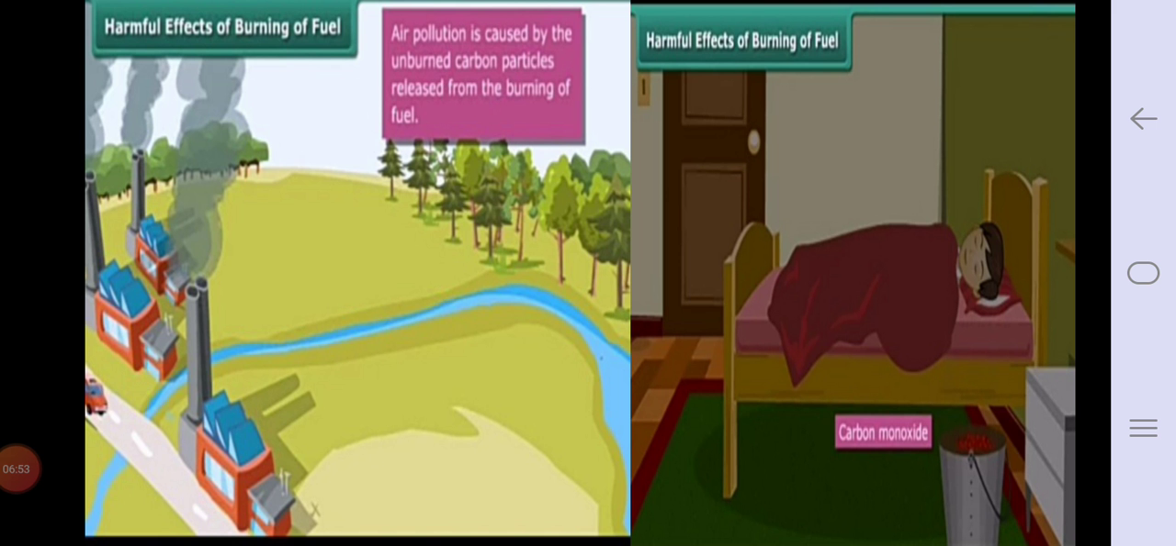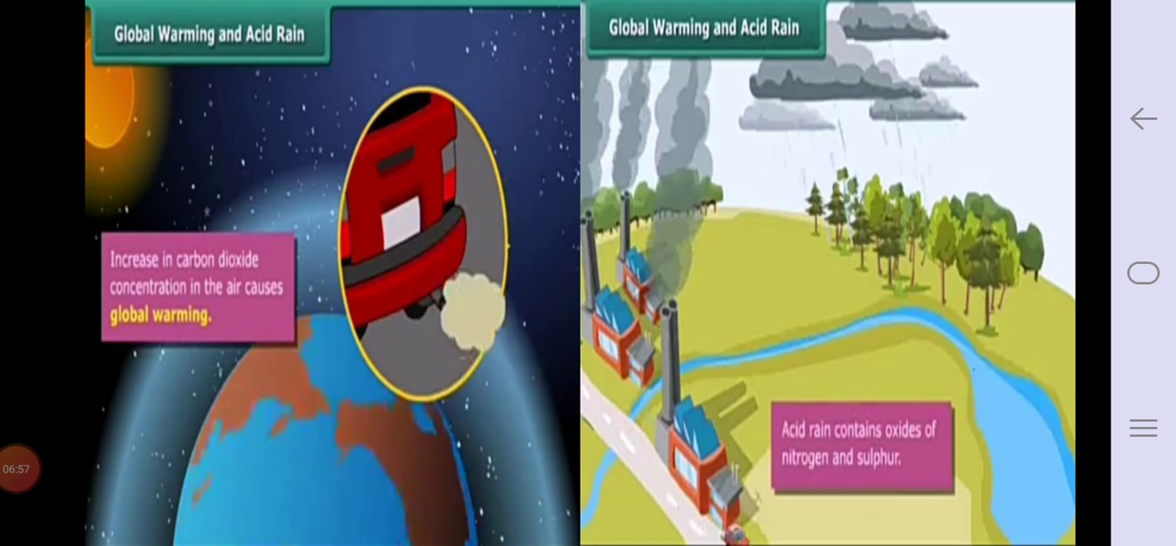Oxides of sulfur and nitrogen dissolve in rainwater and form acid rain. Okay. Now, what is acid rain? You understood. It is very harmful for crops, buildings and soils. You have already learnt about it in class 7th. In last year, you have studied about acid rain, how it occurs, what happens and what are the harmful effects of acid rain, as it contains oxides of nitrogen and sulfur.